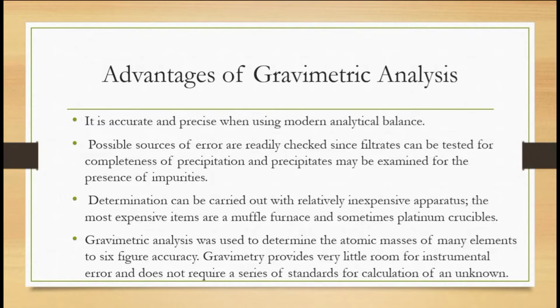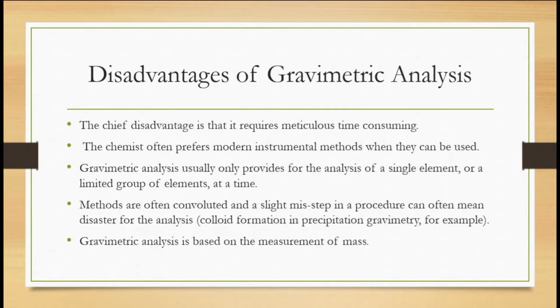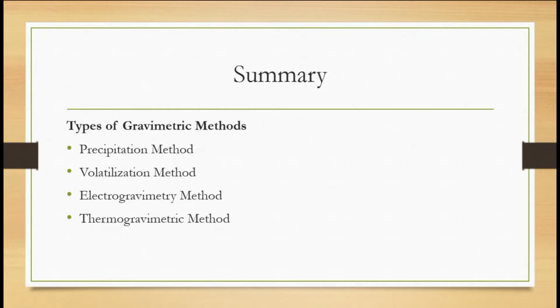The disadvantages of gravimetric analysis: it usually provides the analysis of only a single element or a limited group of elements at a time, and it is compared with modern dynamic flash combustion coupled with gas chromatography and traditional combustion analysis. To sum it all up, the types of gravimetric analysis are the precipitation method, volatilization method, electrogravimetry method, and the thermogravimetric method.